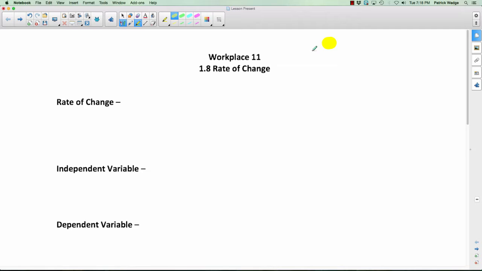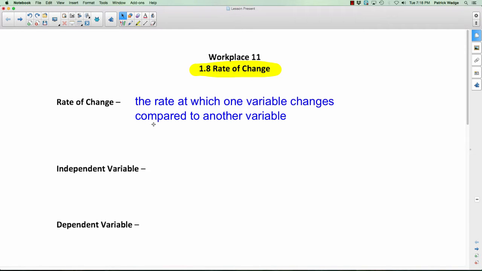Welcome back. Section 1.8 is on rate of change. So, what does that mean, rate of change? Rate of change is the rate at which one variable changes compared to another variable.